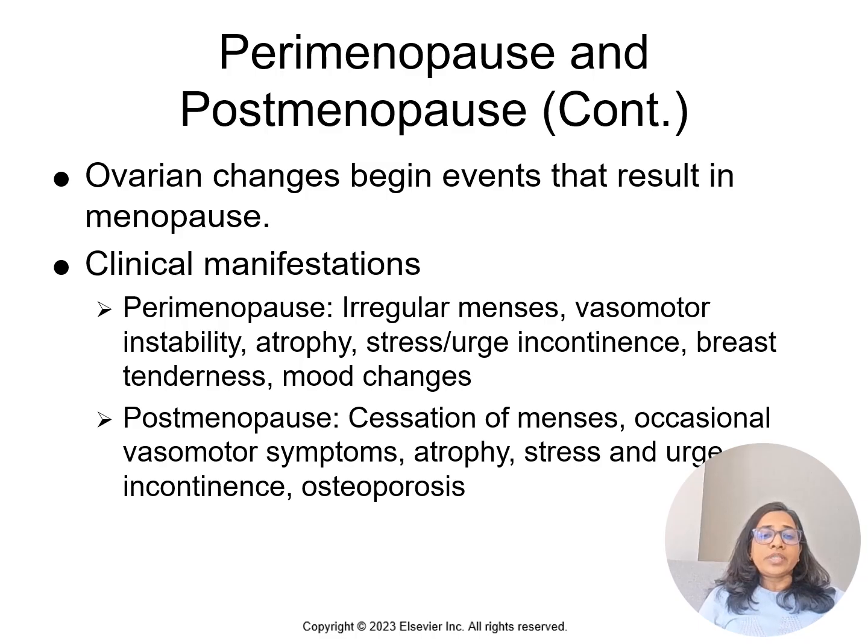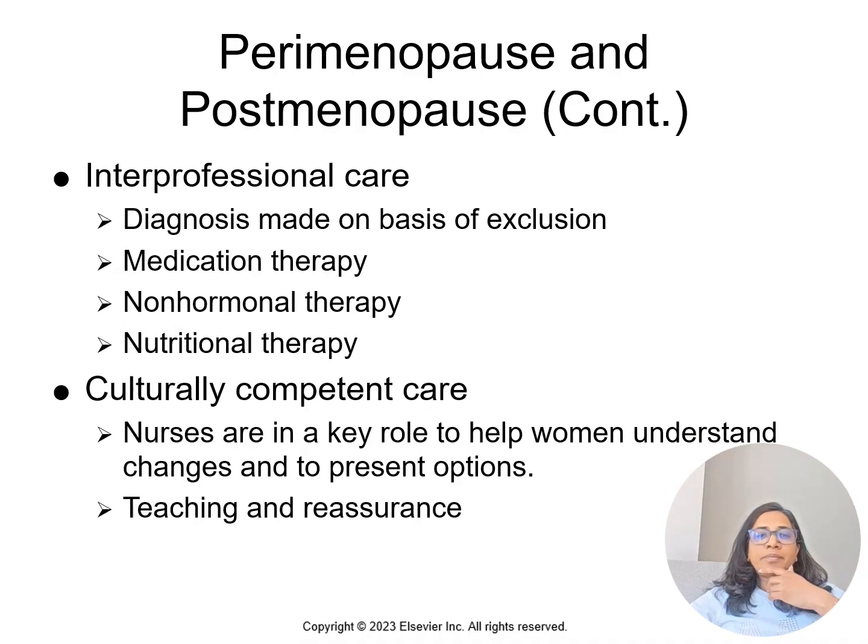Clinical manifestations usually associated with perimenopause are irregular periods, vasomotor changes, atrophy, incontinence, breast tenderness, and mood changes. Mood changes are the biggest problem most people would notice. These are all related to the change in hormonal levels.